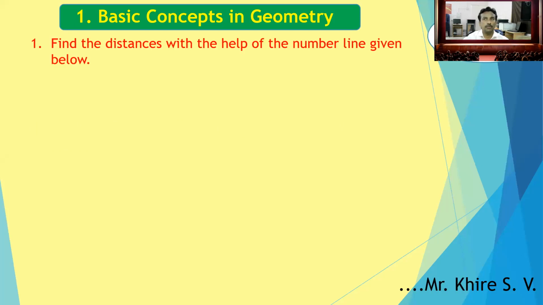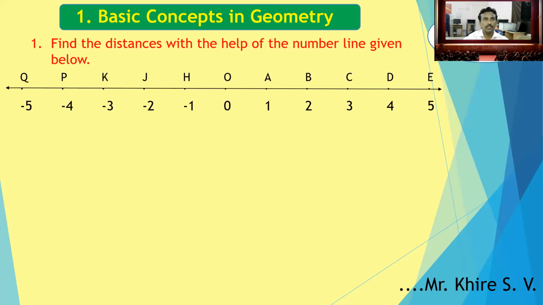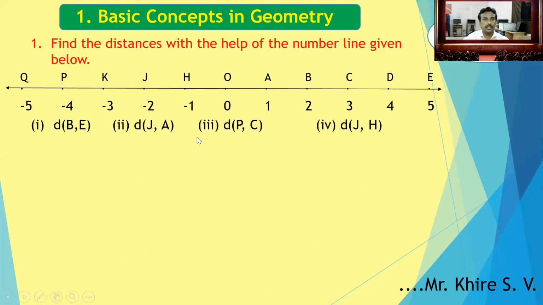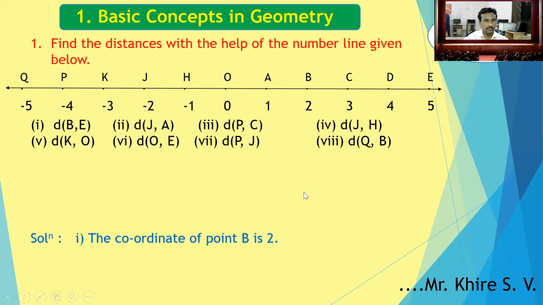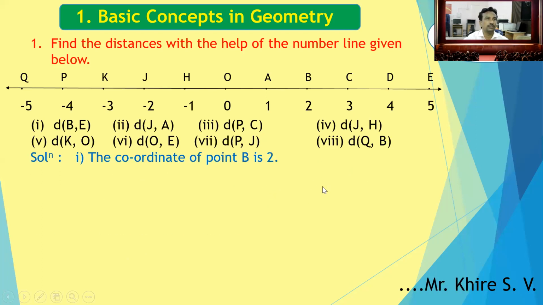In practice set 1.1, question number 1: find the distances with the help of the number line given below. You have to find the distance between any 2 points: distance BE, JA, PC, JH, KO, OE, PJ, QB. You have to find all these distances. How to find the distance between any 2 points?